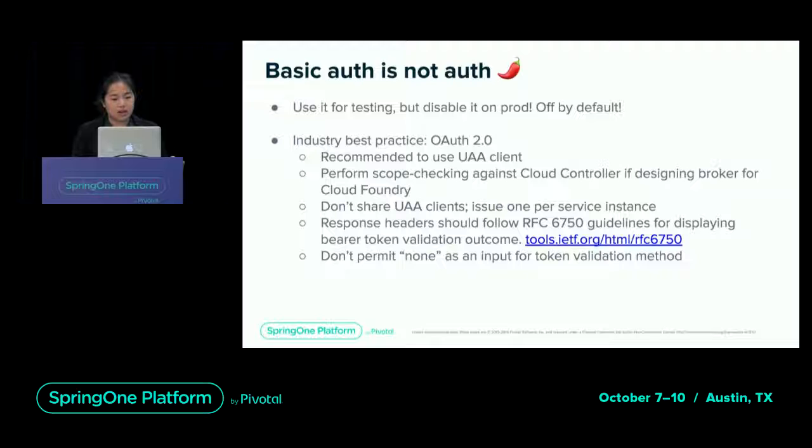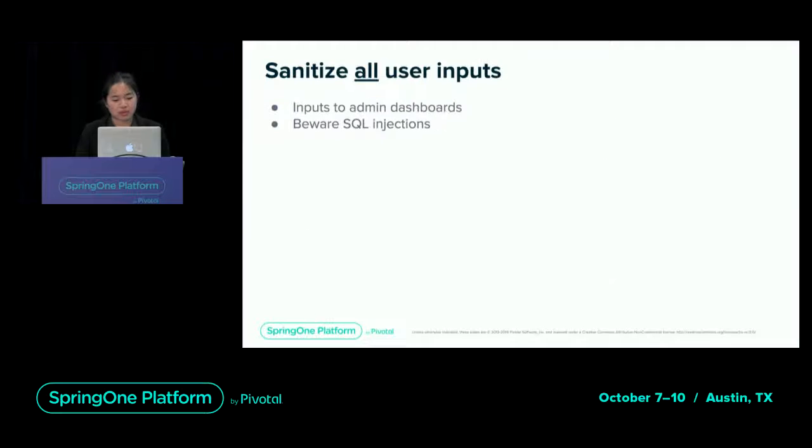And finally, there were a couple of CVEs in the last few years where people figured out that when you were spoofing request headers, you could just say the token validation method is none, and then token validation wouldn't occur. So that's not great. If you're sending tokens, you probably want them to be checked, so make sure you explicitly turn off none as an option.